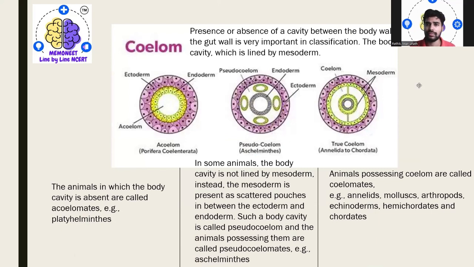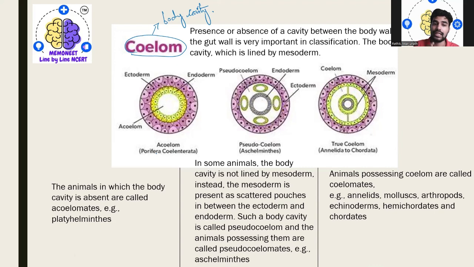Right. Now coming to the coelom. What do you mean by coelom? Coelom is nothing but the body cavity, guys. The presence or absence of the cavity between the body wall and the gut wall is very important when we are concentrating on classification. The body cavity which is lined by the mesoderm is present between the body wall and the gut wall. Based on that itself, the classification of animals is also done, such as we have three types of coelom.